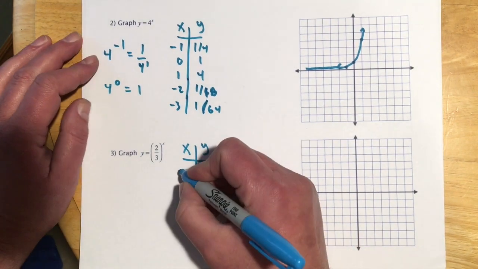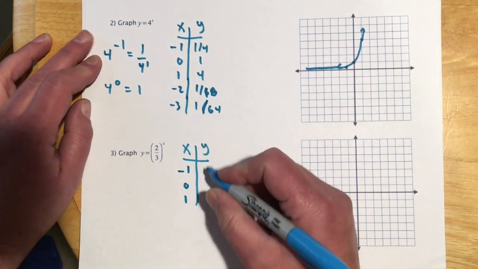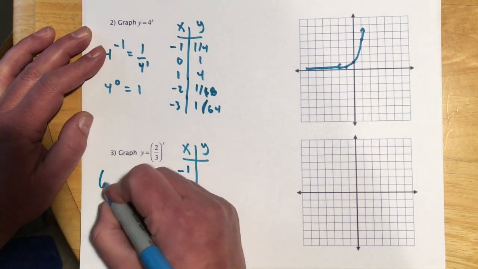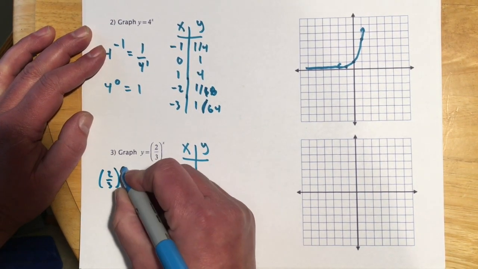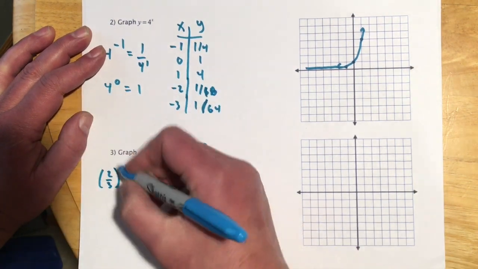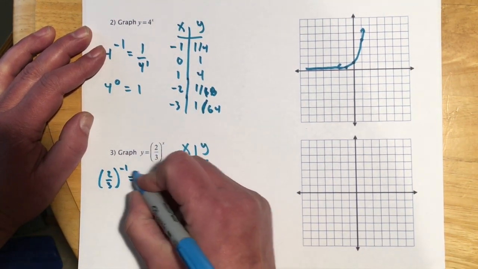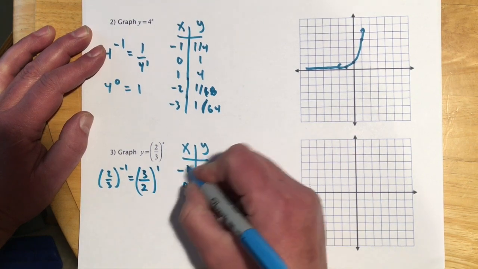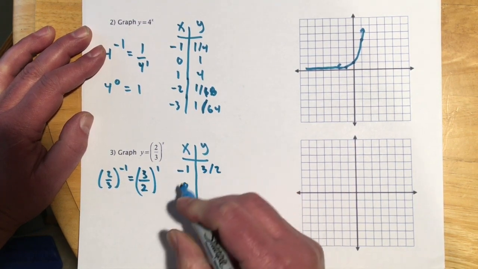Same idea, but with a fraction. So I'll just do the same -1, 0, 1. So 2/3 to the -1. The way you do a fraction to a negative is you just flip over the fraction, and that changes the sign to positive on the exponent. So you can see this is 3 over 2 to the 1. So that would just be 3/2.